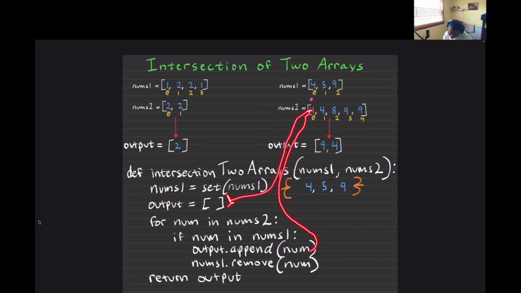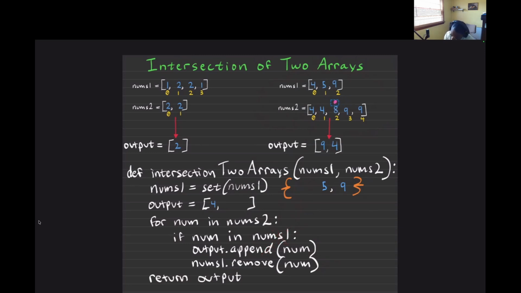So this goes inside of our output. So output will take this guy in. And what else do we do? We remove it from the set, right? So we remove this guy. So I'll just erase it. We continue with our for loop. We get here. Okay, so is this num here inside of our set? It's not, right? So we don't hit this case. We continue on with our for loop. We get here. Is this inside of our set? 8 is not inside of our set, right? So we don't hit this.